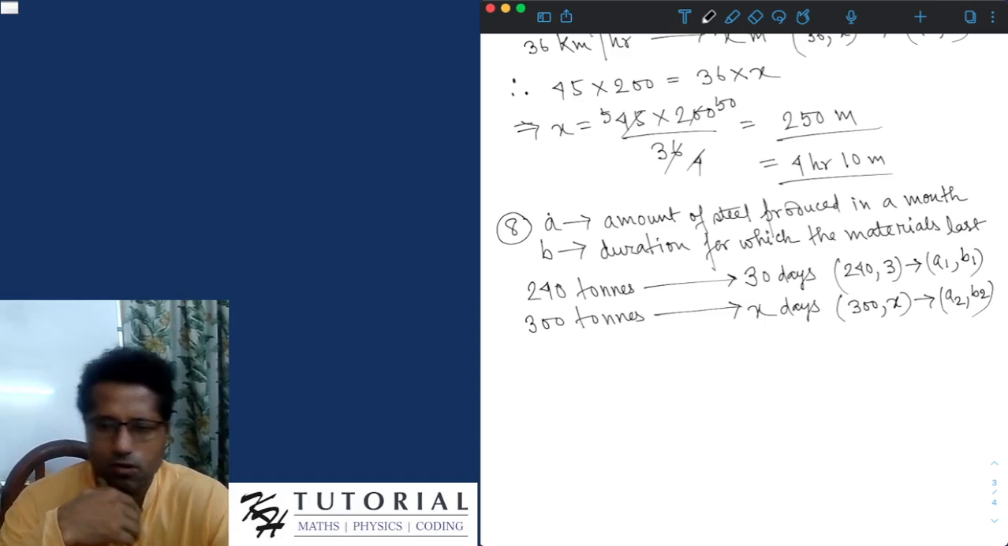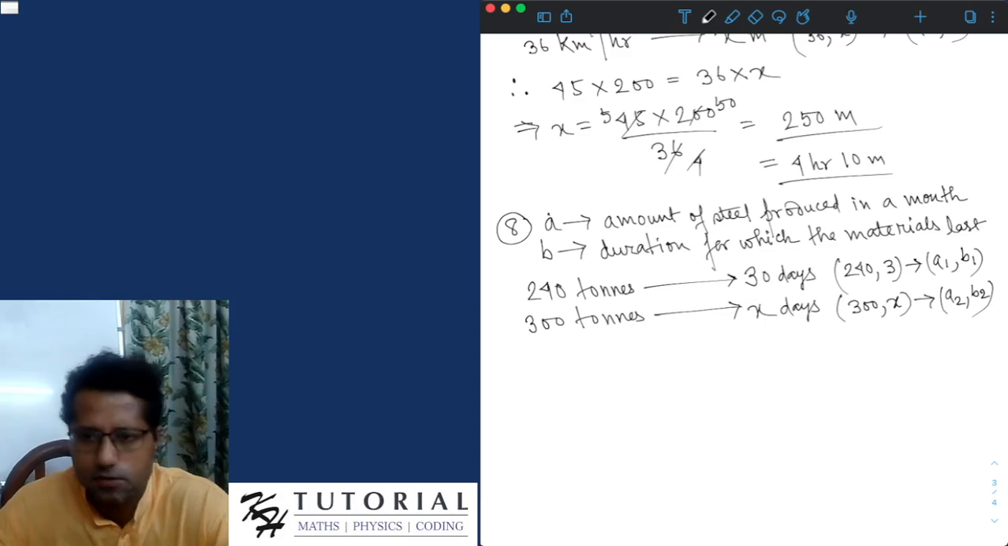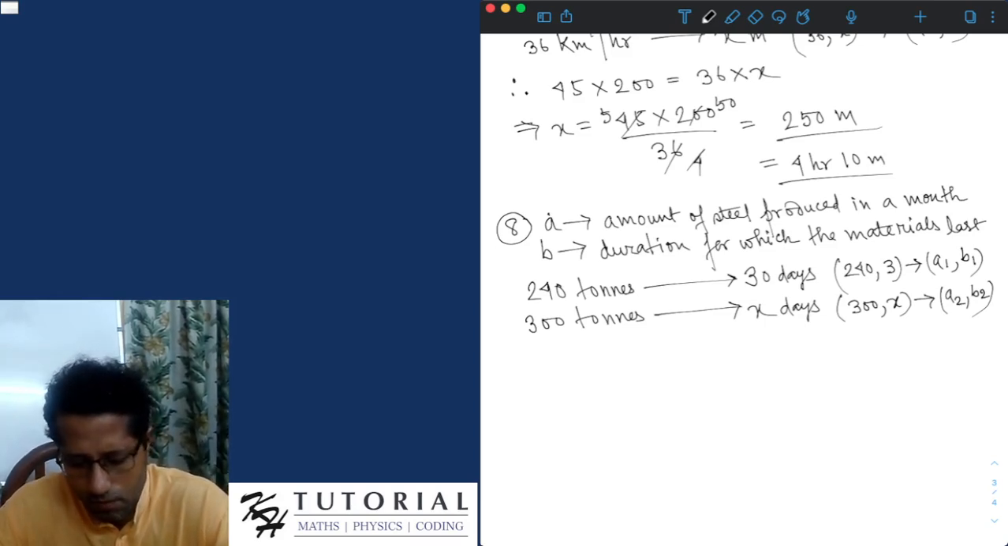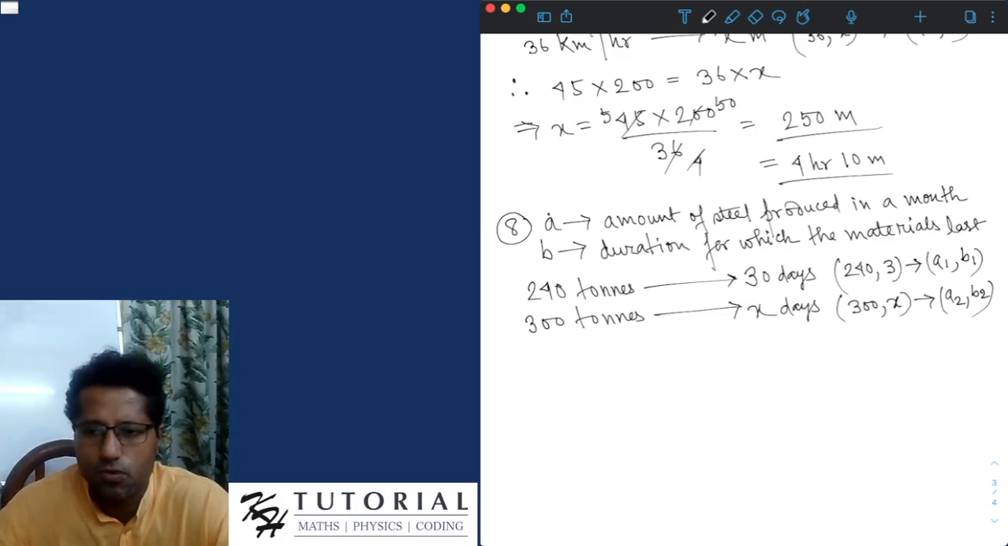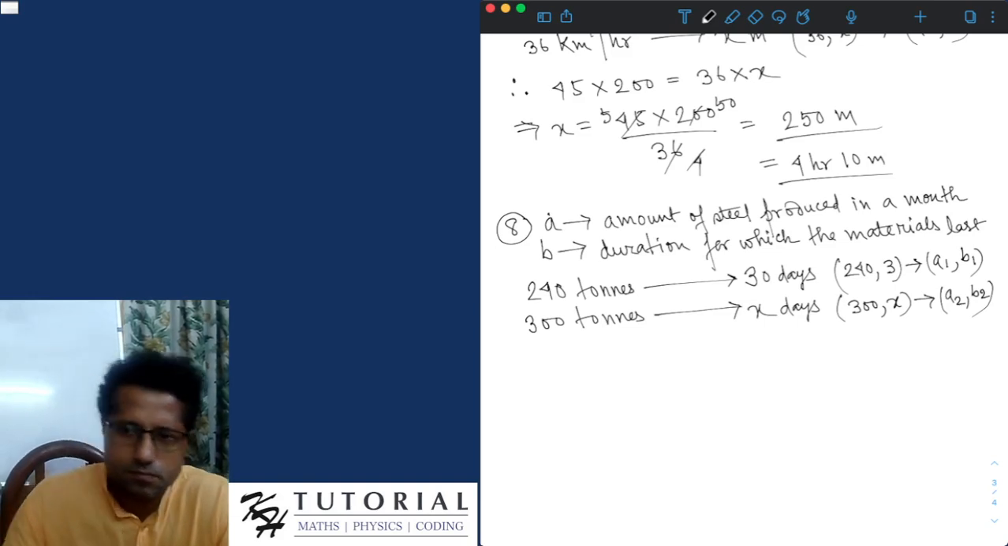To produce 240 tons of steel, 30 days is the lasting time of the materials. Now it is asking how long will the materials last if we have to produce 300 tons of steel in a month. So we have assumed X number of days, the materials will last X number of days if 300 tons of steel need to be produced.